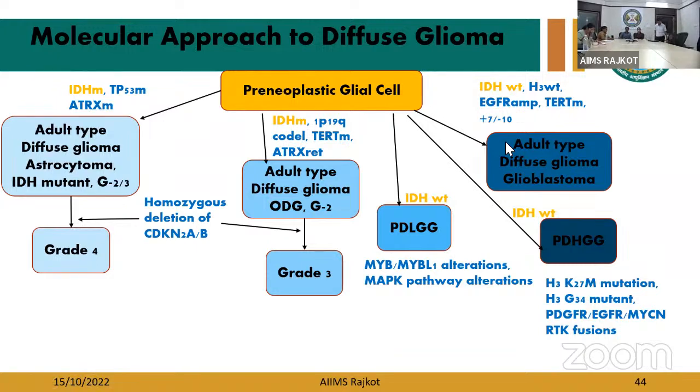then it is glioblastoma. If there is an IDH wild type with mutations in H3, PDGFRA, EGFR, MYCN and RTK, then it is pediatric type high-grade glioma. If there is an IDH wild type with MYB or MYBL1 alteration and MAPK pathway alteration, then it is pediatric type diffuse low-grade glioma.